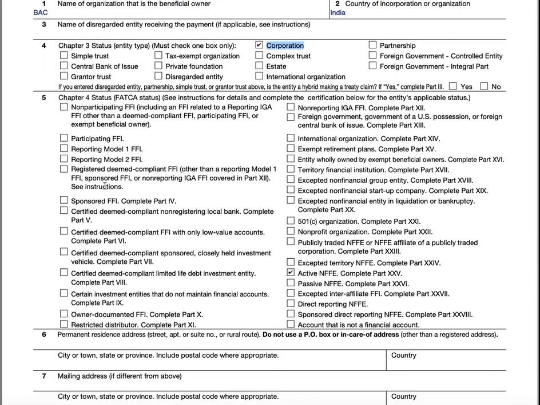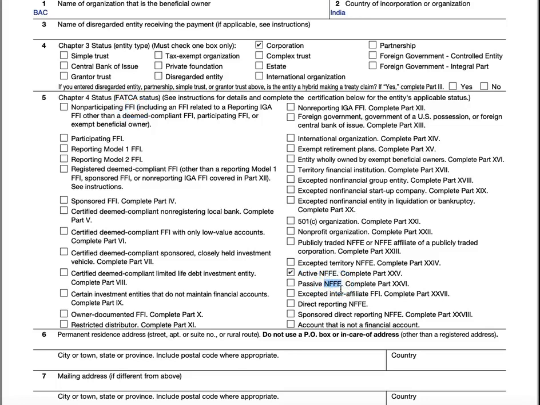So this number 5 is the most confusing one. This is the FATCA status and all of these things. So this is where many people could be confused. Again, if you look at it, it's kind of complicated, but I spent many hours reading this, right? In short, here what you would select is something called active NFFE. So FFI stands for Foreign Financial Institution.